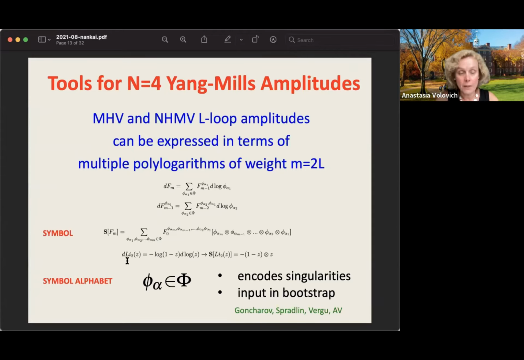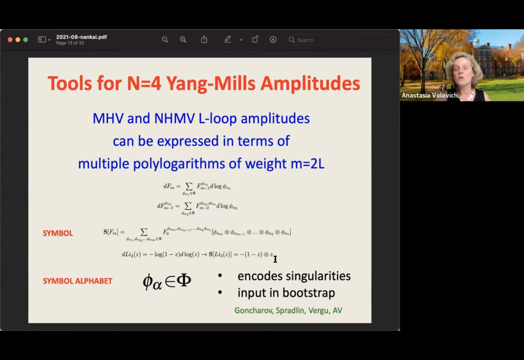Okay, so for example, if you have a log, it's just d log. The next simplest example would be the Li2 function. So d Li2 is minus log(1 minus z) d log z. So that's a weight 2 polylog. In those recursive definitions, if you take the arguments of those logs and take a tensor product of them, that's called a symbol. That's an important object describing these multiple polylogs. So for example, the symbol of Li2 is minus (1 minus z) tensor z.